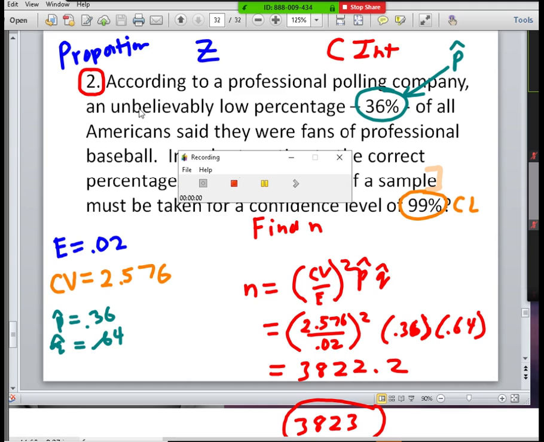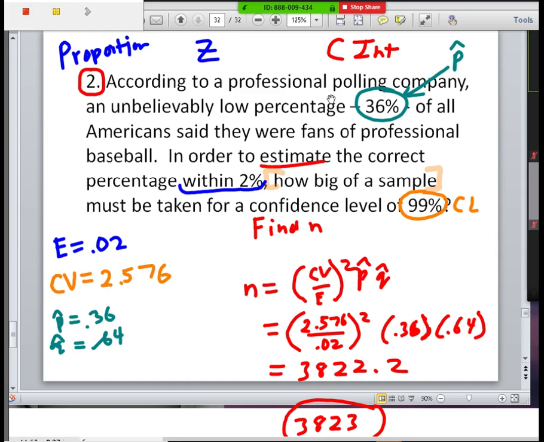Here we have a proportion, because there's no word mean or average in here. Also, you see this percentage, that's your p-hat. So it's going to be a z distribution. And it's also a confidence interval. How do you know it's a confidence interval? It says estimate. You guys see that one there?